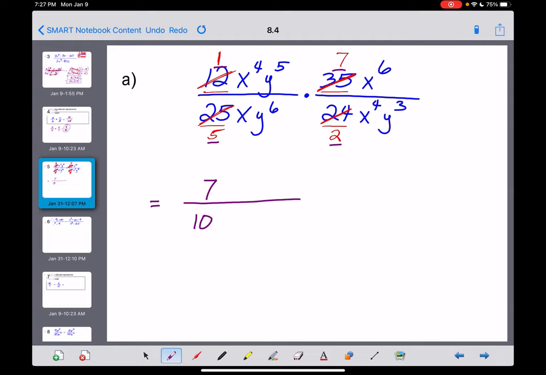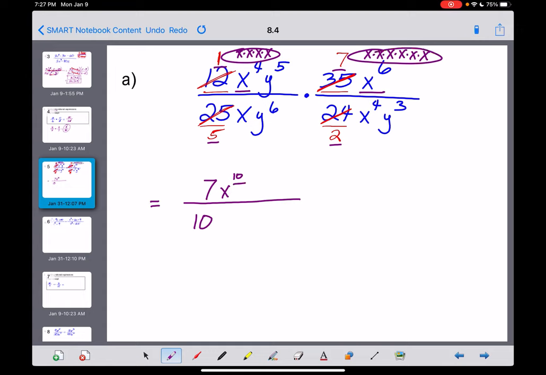Okay, what else can we do here, guys? Now with the variables, I think I might do this one pretty straightforward. Take a look at your numerator. x to the 4th times x to the 6th. This is when we add exponents together. That becomes x to the 10th, because this is x times x times x times x, and this one over here is x times x times x times x times x times x. How many x's is that? 4 of them here, 6 of them here. That's how we end up with 10 of them.